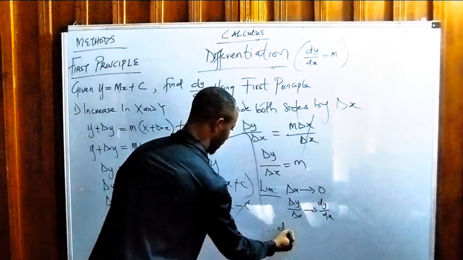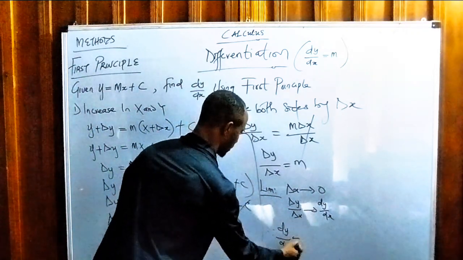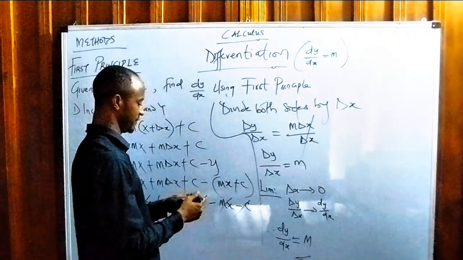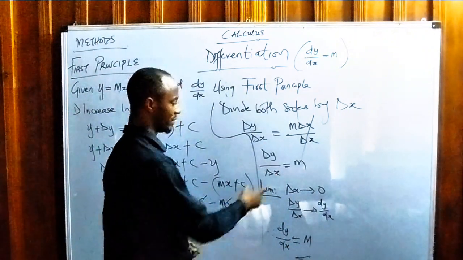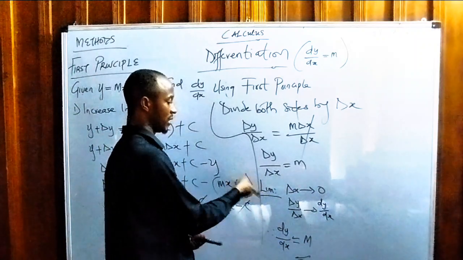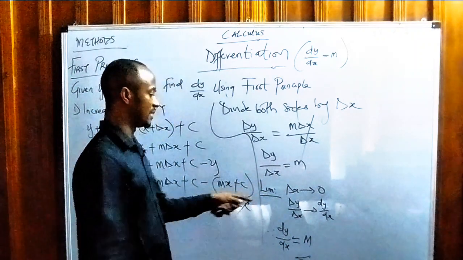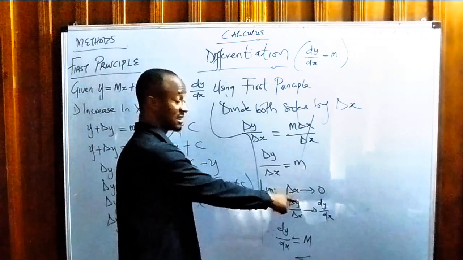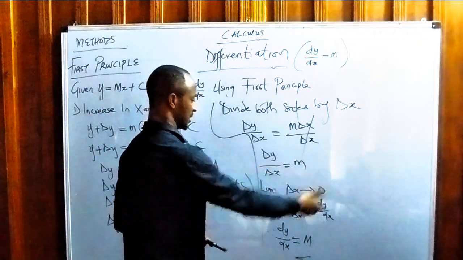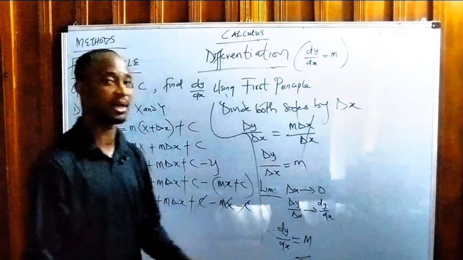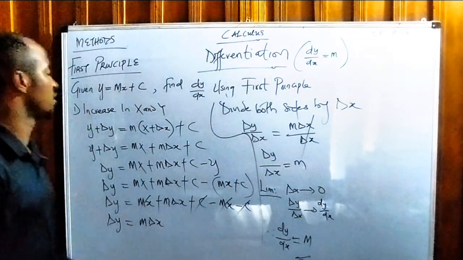Therefore, our dy/dx becomes what? Okay, because from here, if you look at this, we have delta y over delta s equals what? I'm still going to apply the second condition: as delta s approaches 0, delta y over delta s will approach dy/ds. Okay, let's see other examples on first principle.